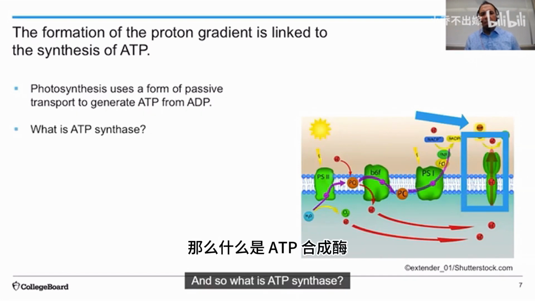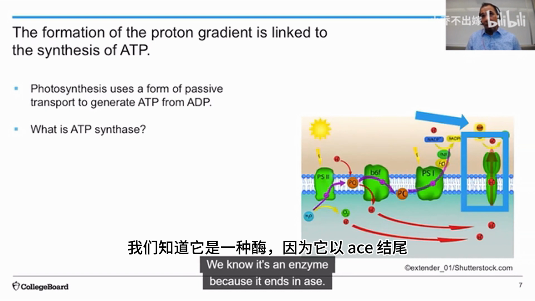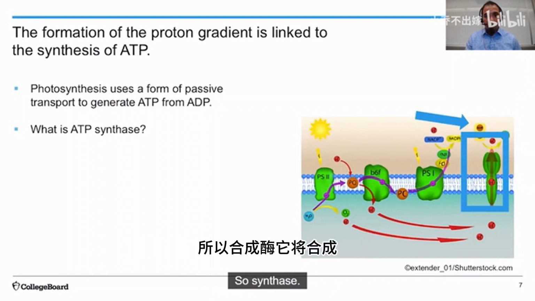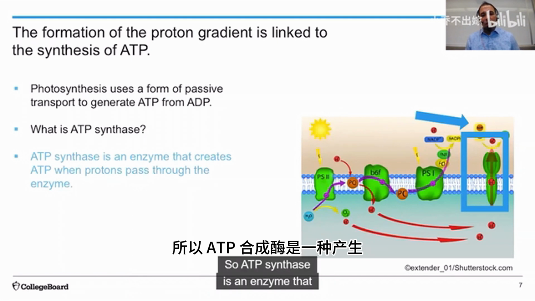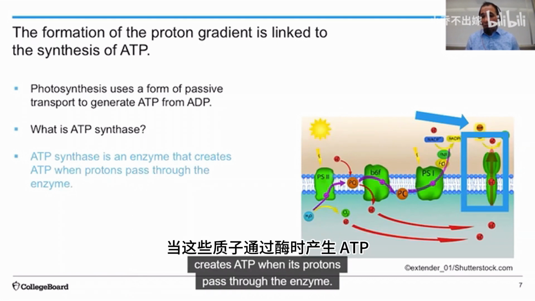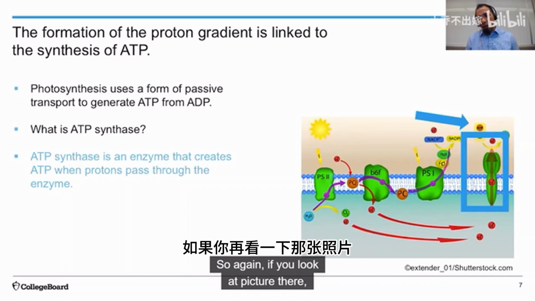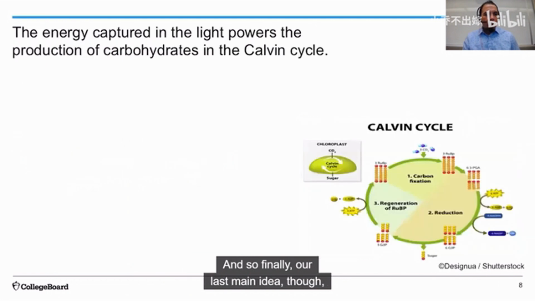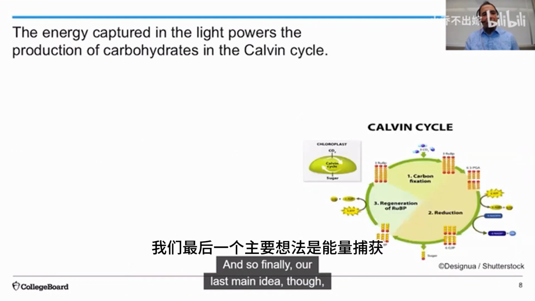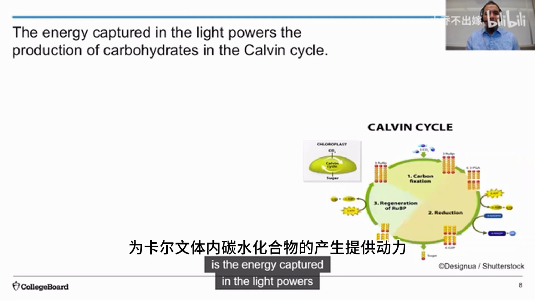And so what is ATP synthase? We know it's an enzyme because it ends in -ase, right? Synthase, it's going to synthesize. ATP synthase is an enzyme that creates ATP when those protons pass through the enzyme. Again, if you look at that picture, those H plus are going to pass through and produce some ATP.